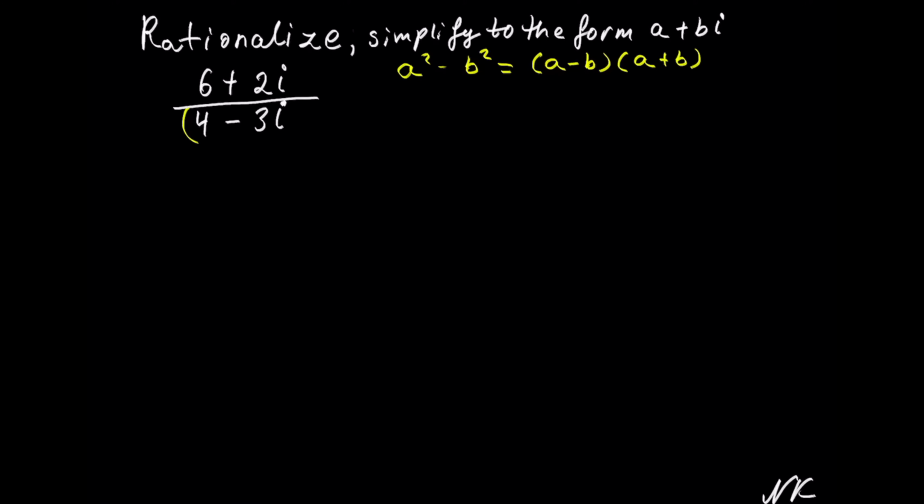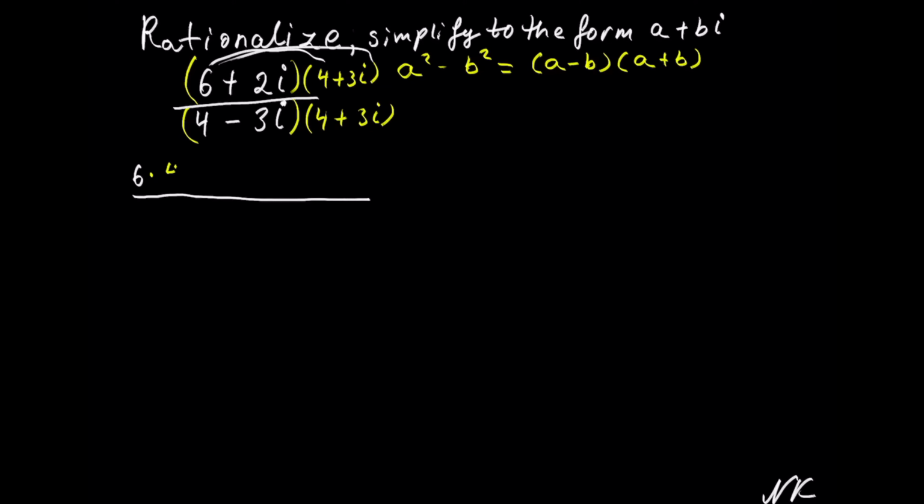We have 4 minus 3i, so we will multiply this by 4 plus 3i, and whatever we are multiplying the denominator by, we need to multiply the numerator by the same thing. So 6 plus 2i times 4 plus 3i. So we get in the numerator, let's distribute 6 into 4 plus 3i. We have 6 times 4 plus 6 times 3i plus, let's distribute 2i into the 4 plus 3i, and we get 2i times 4 plus 2i times 3i.